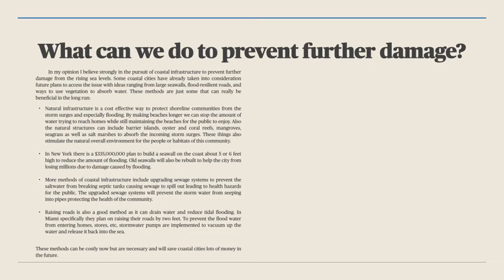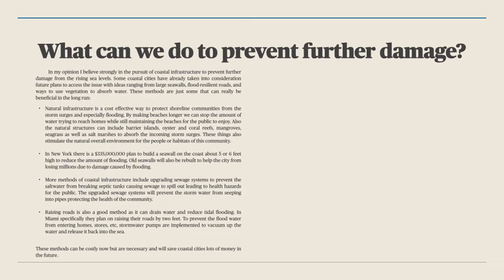More methods of coastal infrastructure include upgrading sewage systems to prevent the salt water from breaking septic tanks, causing sewage to spill out, leading to health hazards for the public. The upgraded sewage systems will prevent the storm water from seeping into pipes, protecting the health of the community.